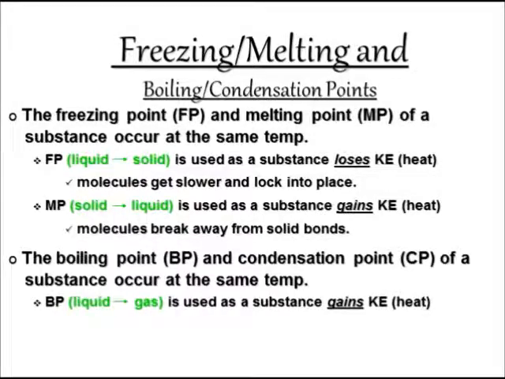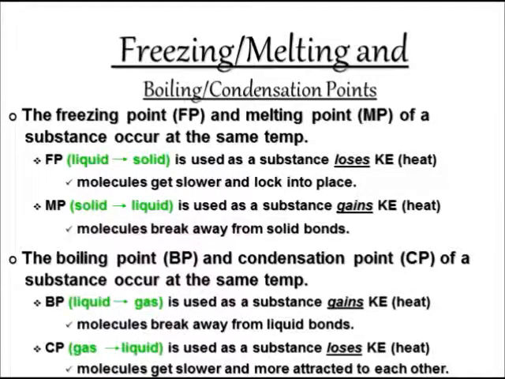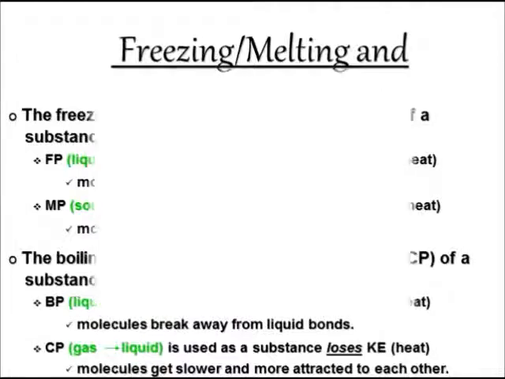At the boiling point, the liquid is going to a gas. The substance is gaining enough energy that it breaks apart from being a liquid into a gas. With condensation, it's the same thing in reverse: the gas is turning into a liquid. It loses kinetic energy, so it slows down enough that instead of being a gas, the particles get attracted to each other and become water. So that's freezing point, melting point, boiling point, condensation point. They're both happening at the same time.